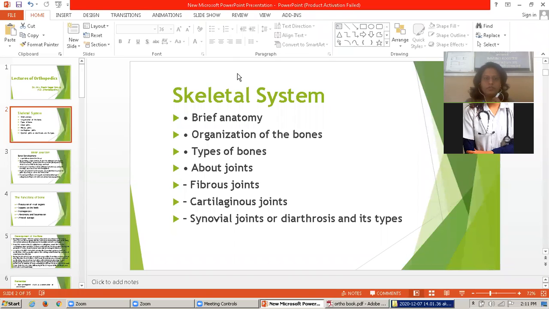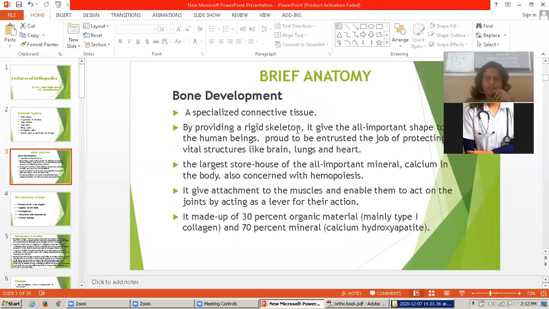So we will continue with the skeletal system in orthopedics. In that, there is a brief anatomy. Then the second point is the organization of the bones, types of bones, and about the joints: fibrous joints, cartilaginous joints, synovial joint or diarthrosis and its types, which we will learn in the skeletal system. So briefly, we see the anatomy of the bone and its development.